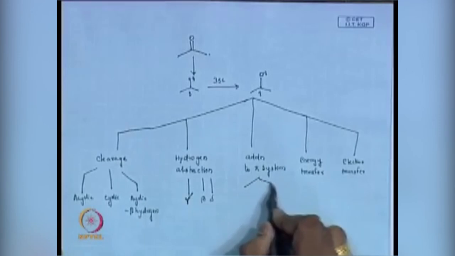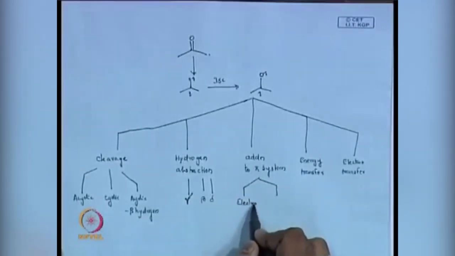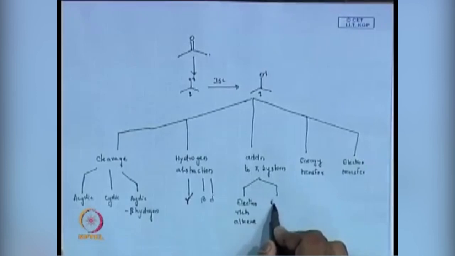Addition to pi system, we divided basically into 2. We said that it should be an electron rich alkene, and we did it for electron deficient systems also.